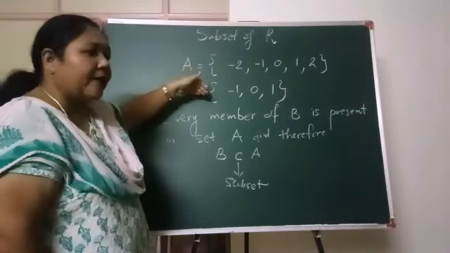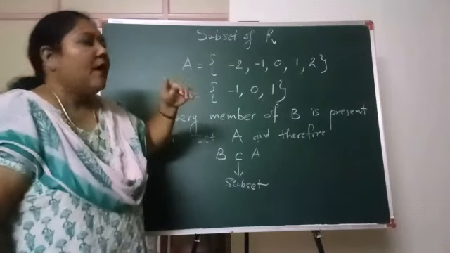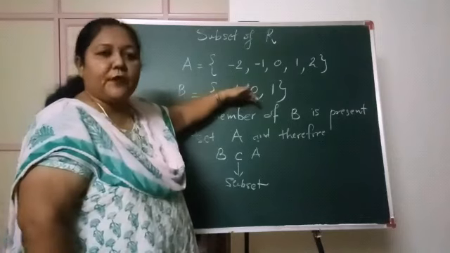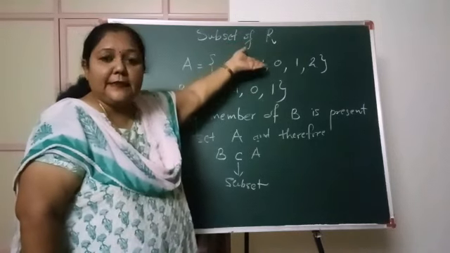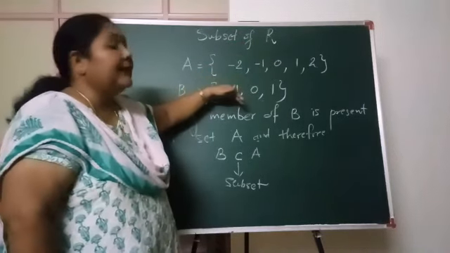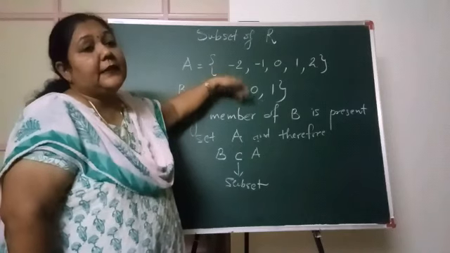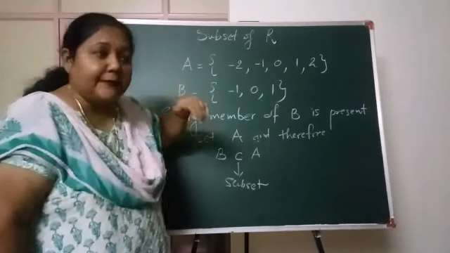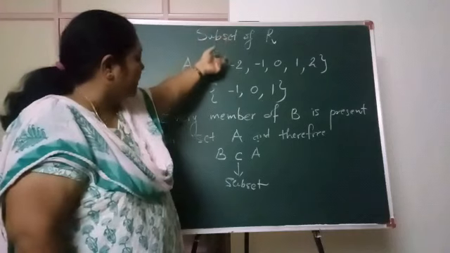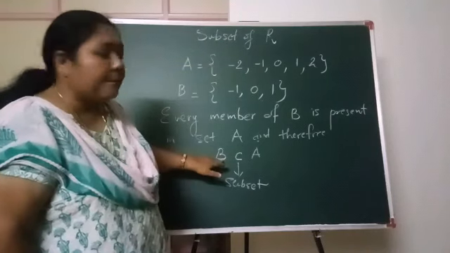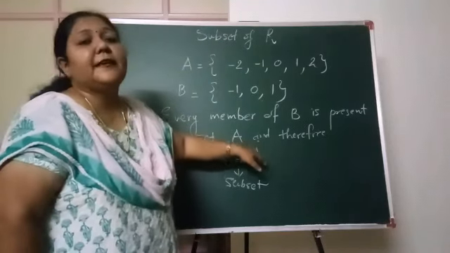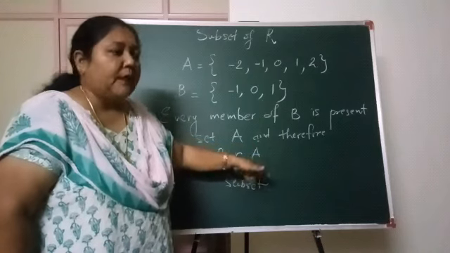So what do you have here? When every member of a set is present in another set, then we say that set is a subset of the given set. So every member of B is present in A. So I say B is a subset of A.